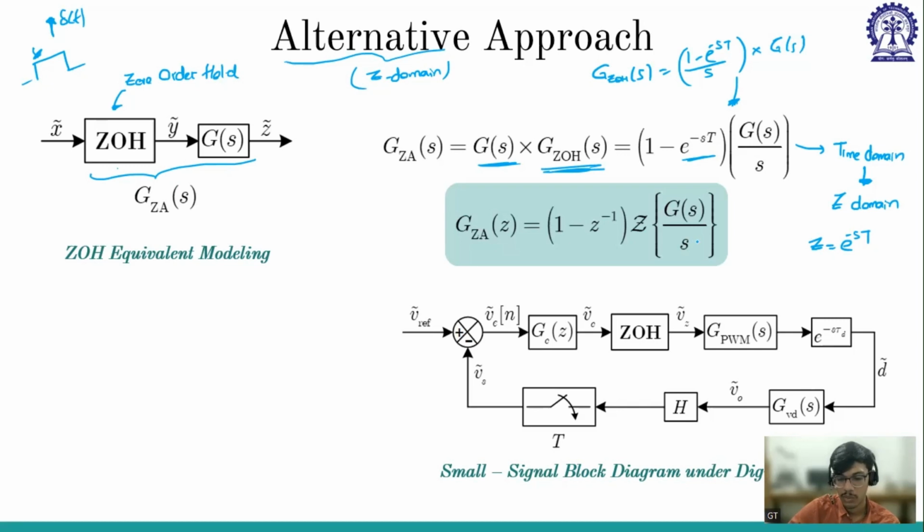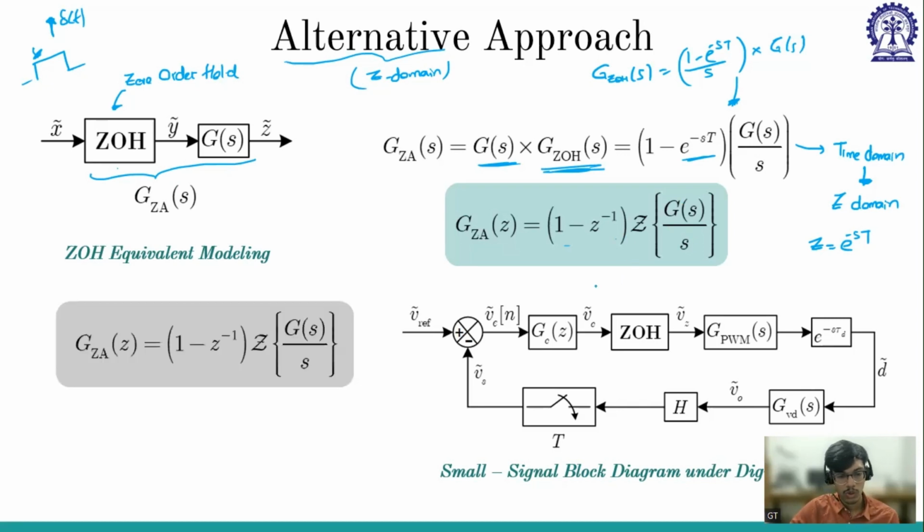So now this is in S domain. We have to convert it into Z domain. If there is a block attached with zero order hold, and the block transfer function is G of s in S domain, then Gza, the combined transfer function in Z domain, is nothing but 1 minus Z inverse into the Z transform of G of s by s. Now coming to our design, this is the same thing that we have written here.